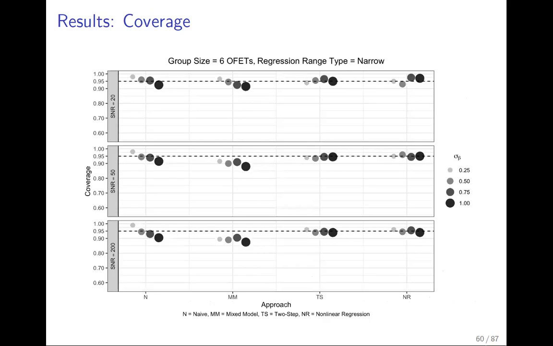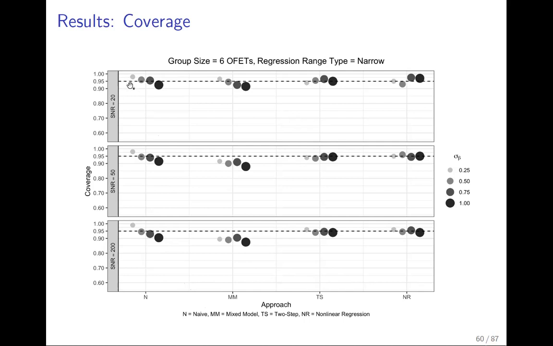This plot shows the coverage results for simulations where the group size was 6 OFETs and the regression range was narrow. The coverage is on the vertical axis. There's one column for each approach, with each approach name being abbreviated. To give an example of how to interpret the plot, this gray dot means that the naive approach coverage for the simulation where the SNR was 20 and sigma beta was 0.25 was around 0.97.